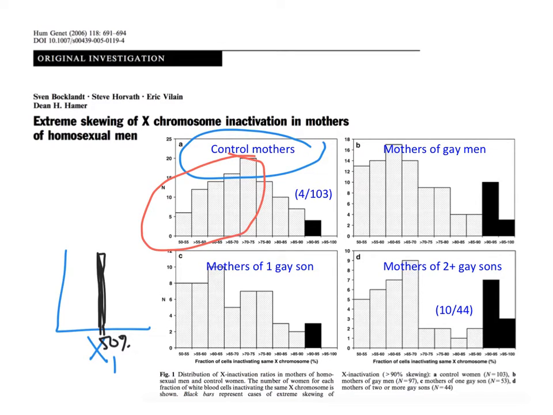What happens when you start looking at the mothers of the gay men, though? How does this plot in the upper left differ from the one in the upper right? What's changed? Okay. Moms of heterosexual men on the left, mothers of gay men on the right. What's the main difference?